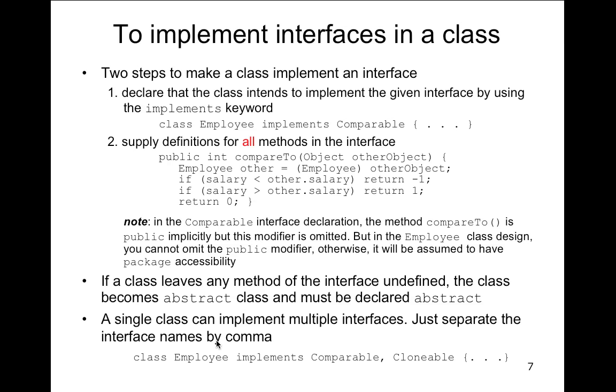So, okay, to implement it, let's take a look at this. Implementing interfaces in a class. I have an example I'm going to go out to and show you in Windows that will kind of put it together. And I'll show you where to get those files as well off of the website. But you have two steps to make the class implement an interface. You want to declare that the class intends to implement the given interface by using the implements keyword.